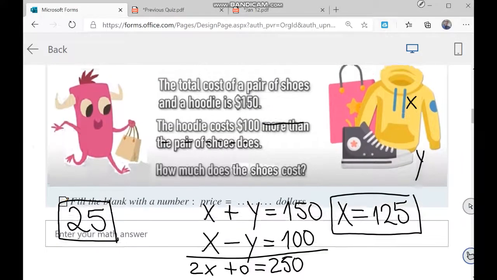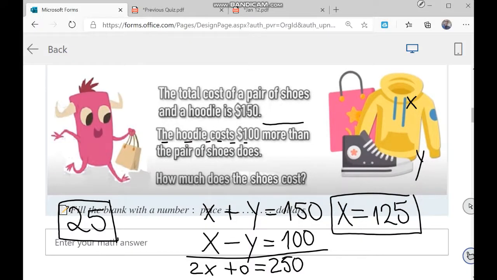As you can see, the total price x plus y is 150, and the hoodie costs $100 more than a pair of shoes, x minus y equals 100. The hoodie will cost $125, and the price of only the shoes is going to be $25.